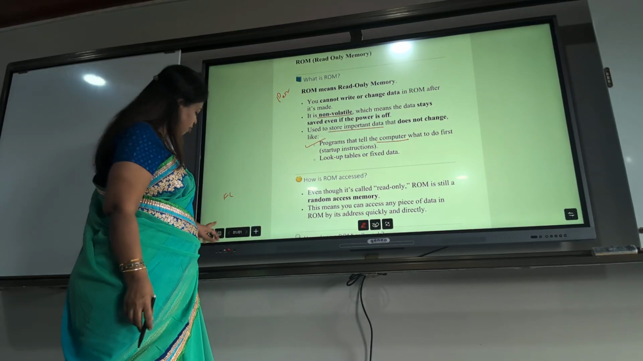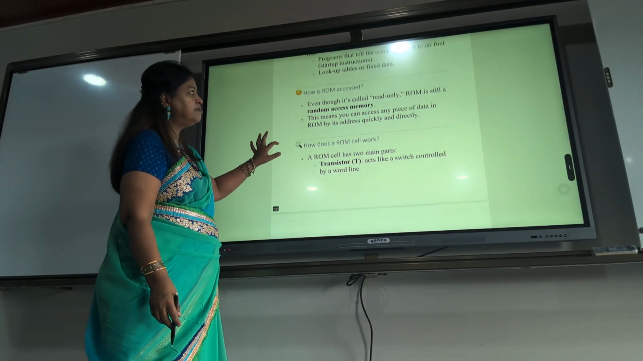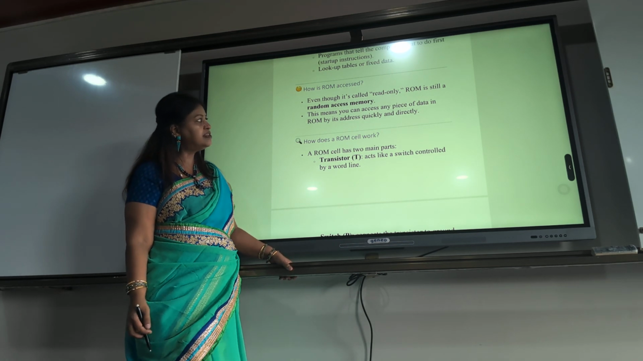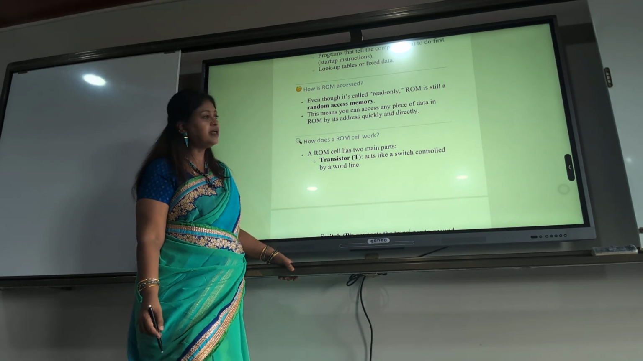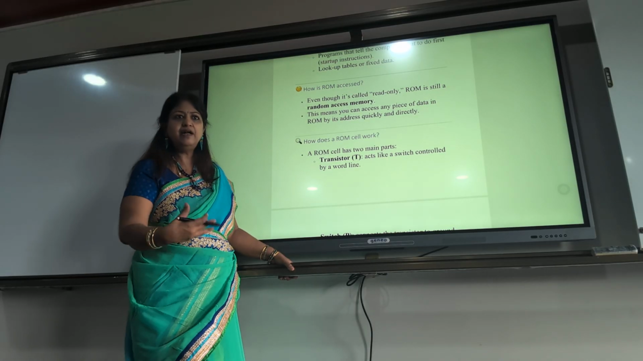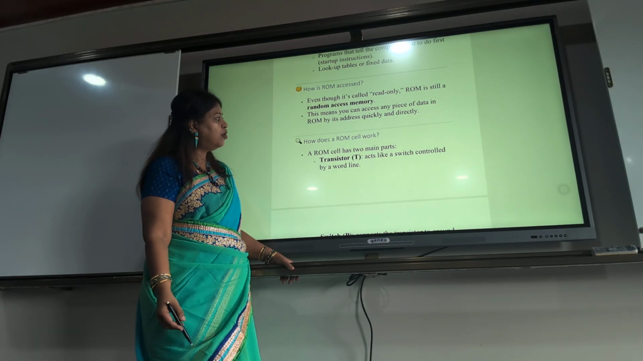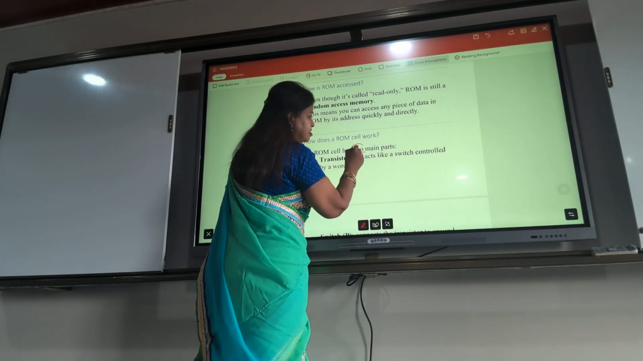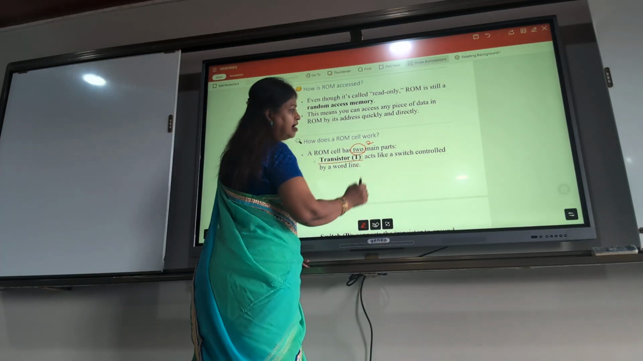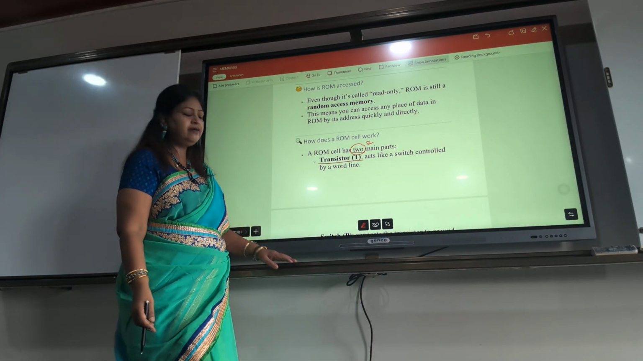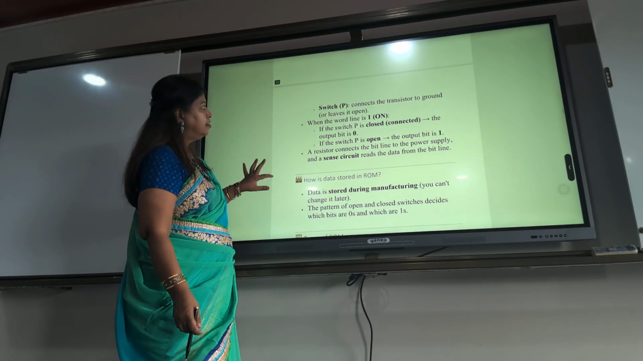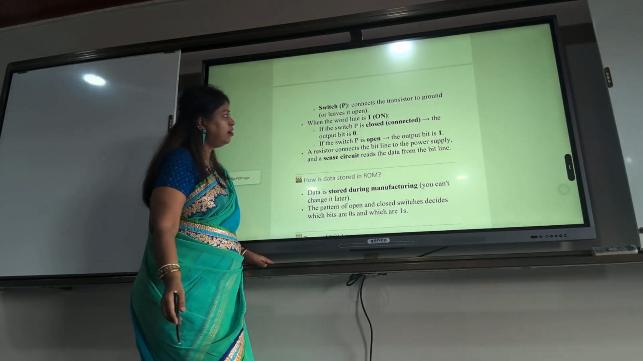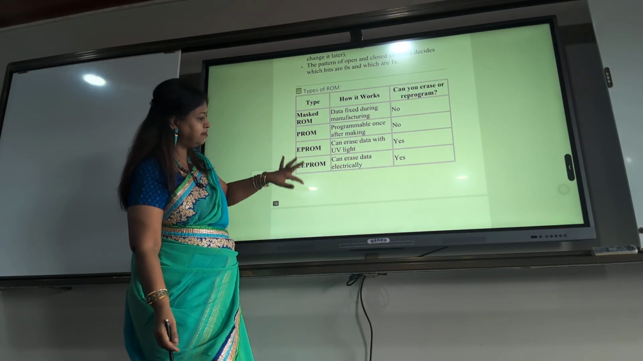Fixed data. So how do you access this ROM? Even though it is called read-only memory, it's still a random access memory. This means you can access any piece of data by its address quickly and directly. Immediately you can go and fetch data. So how does it work? A ROM cell has two main parts. A transistor acts like a switch controlled by a word line, and this connects the transistor to ground or leaves it open. When the word line is on, the switch is closed. I'll show you this later.